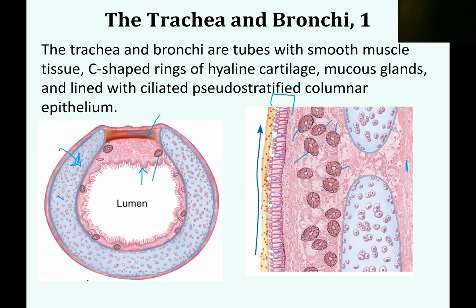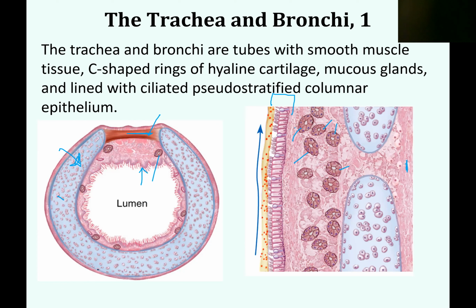Okay, so why is it organized this way? Okay, the smooth muscle tissue contracts and relaxes. You have bronchoconstriction, bronchodilation. It doesn't completely narrow it, but it narrows the opening in bronchoconstriction, and in bronchodilation, it's going to open it up.